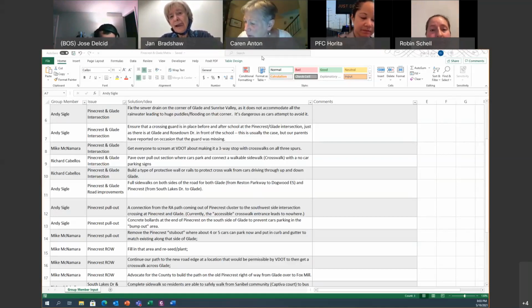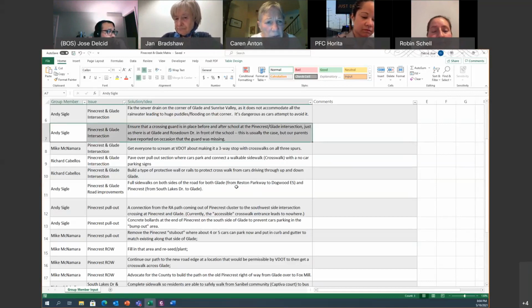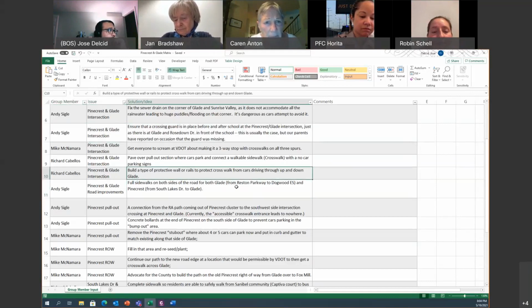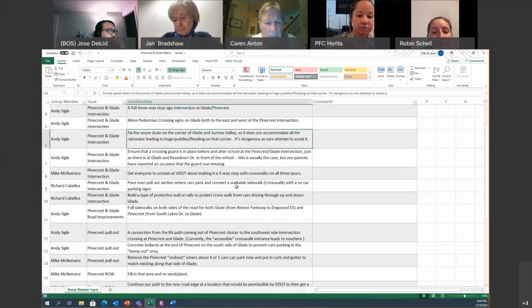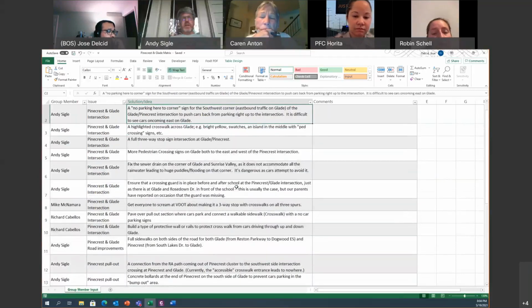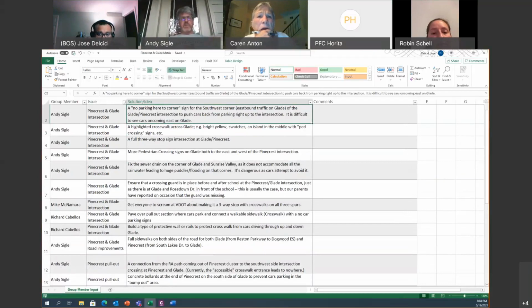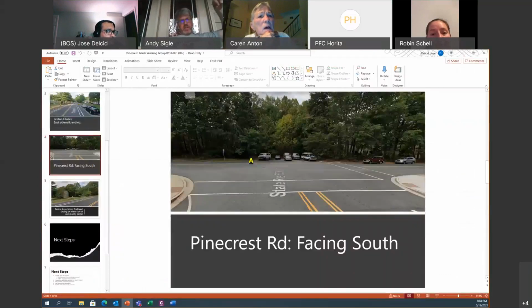Shamali, you were talking about, once the pullout is gone, having on-street parking east of there, but that seems to contradict what Andy was saying about putting no parking from here to the corner east of Pinecrest. Am I understanding that right? Just from me, Karen. When you're standing at the bump out, looking north on Pinecrest, I'm talking about to the left. So cars eastbound park all the way up to the bump out, and it's very difficult to see cars coming.